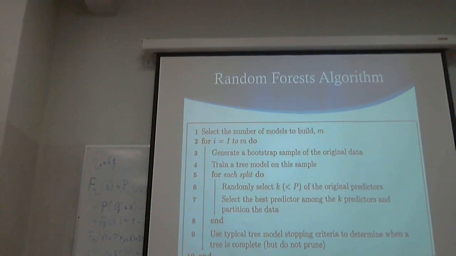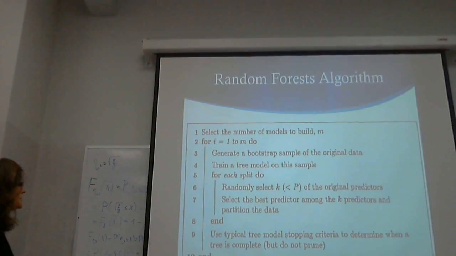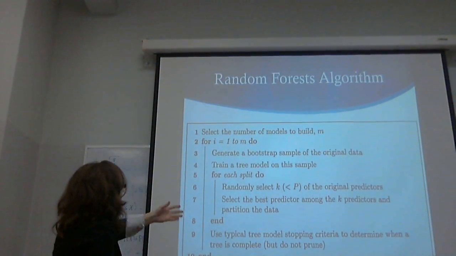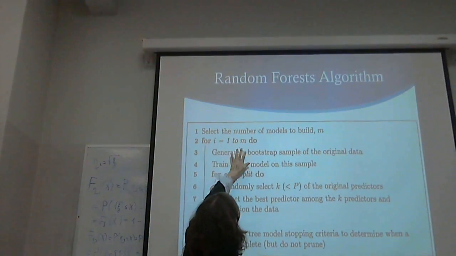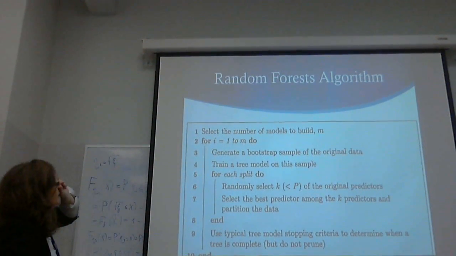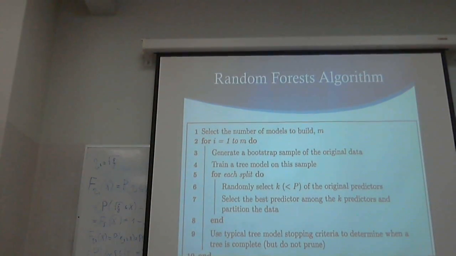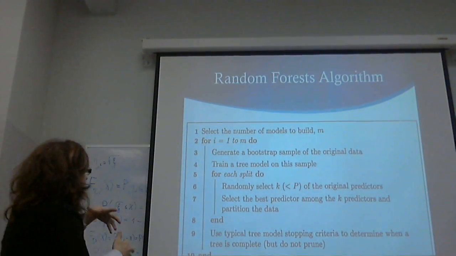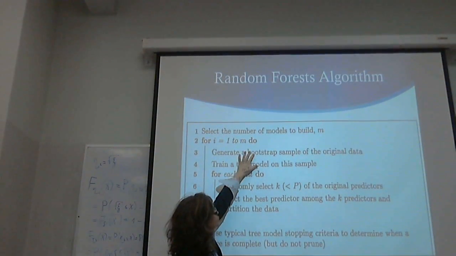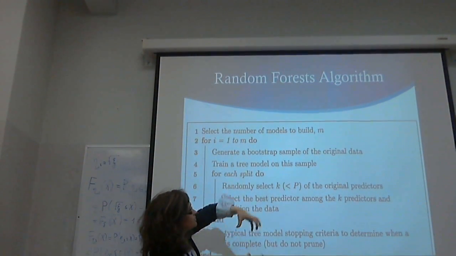The algorithm is like this: we select the number of models to build. So it means how many iterations, m, the same m as we used in bagging. And again, you see we generated a bootstrap sample of the original data. But it's not a bootstrap sample on the predictors, it's a bootstrap sample on the original data. We do bootstrap now not on predictors, but on all our data.